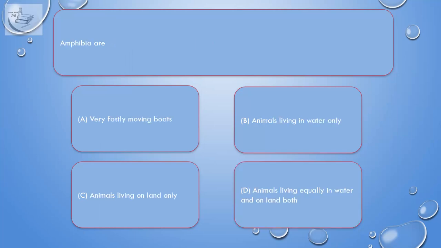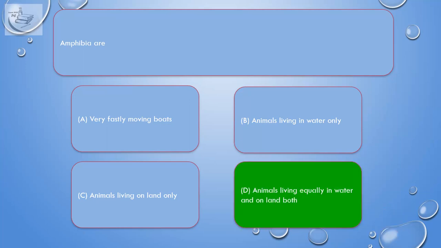Question: Amphibia are A. Very fastly moving boats, B. Animals living in water only, C. Animals living on land only, D. Animals living equally in water and on land both. Correct answer is D. Animals living equally in water and on land both.